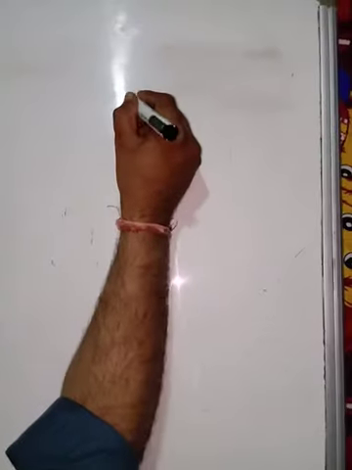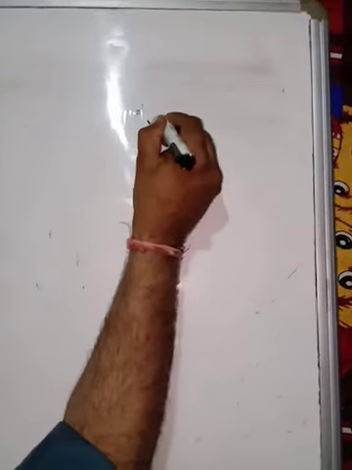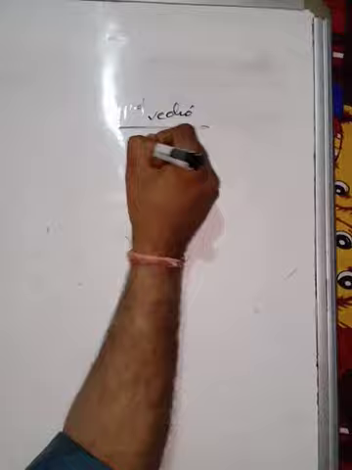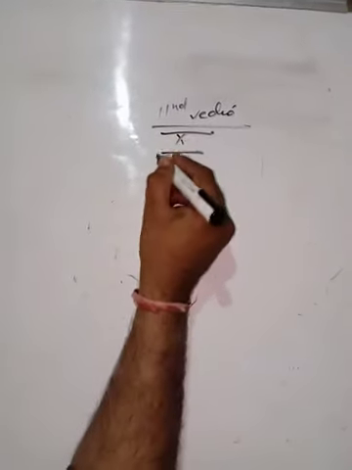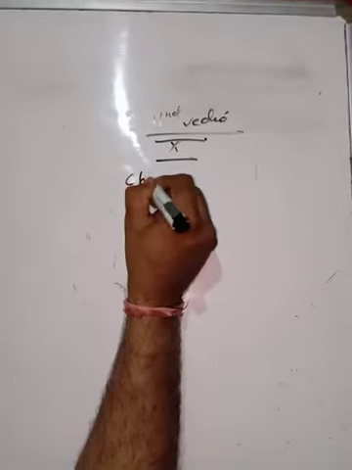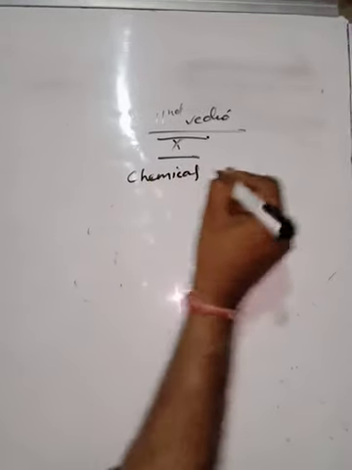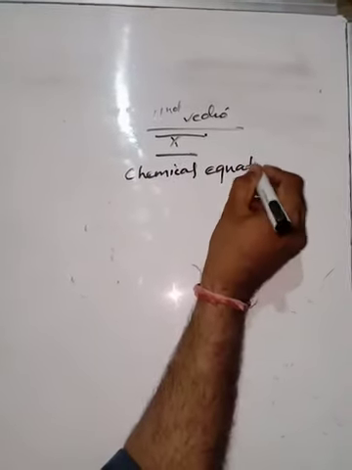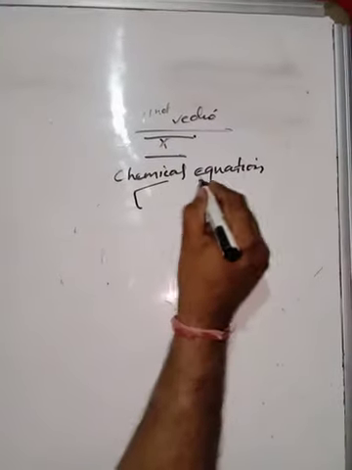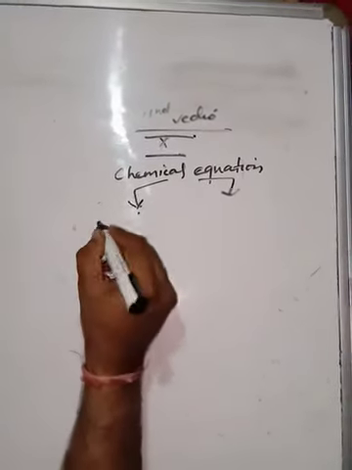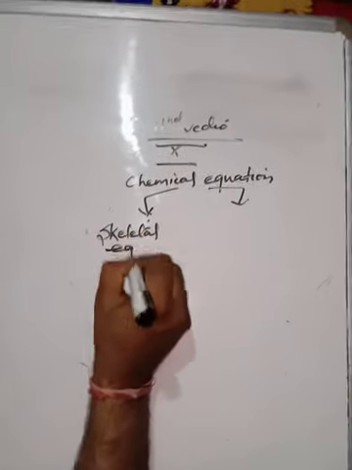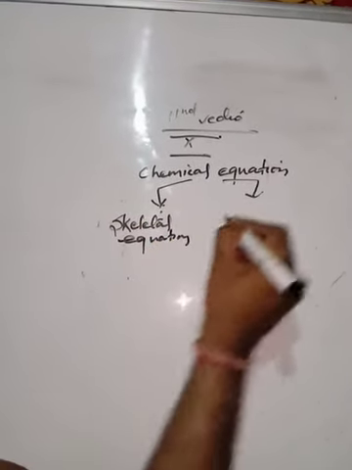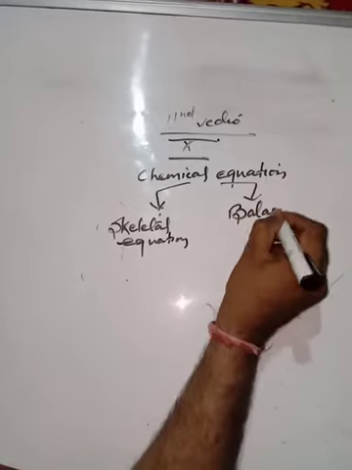This is the second video in a sequence for class 10th. Just as earlier I had given you, we are talking all about the chemical equation. Now we are supposed to consider this equation in two forms: one is the skeletal equation and the other is the balanced chemical equation.